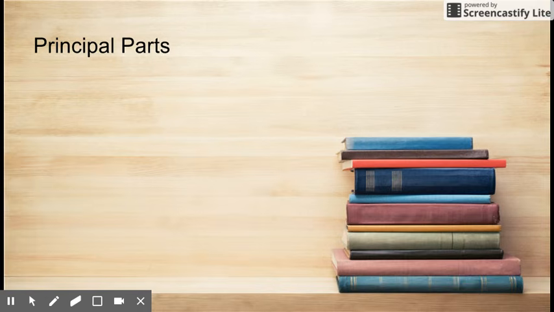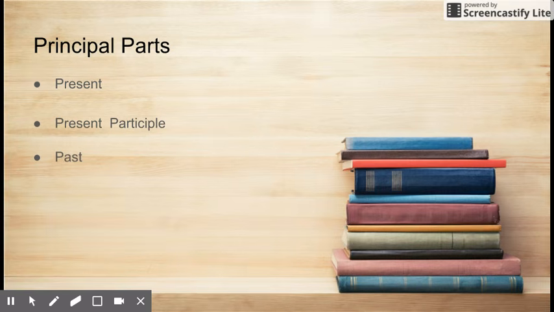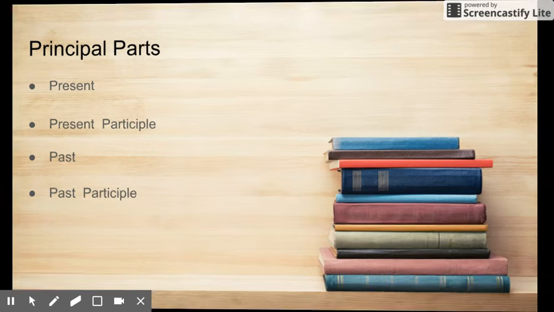So, principal parts means the major elements of verb phrases. And there are 4 types of verb phrases. We know the first 2 already. Present tense, when something is happening right now. And past tense, when something happened earlier. There are 2 others, the present participle and the past participle, that we're going to be spending some time speaking about today.